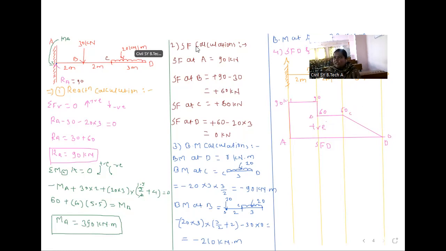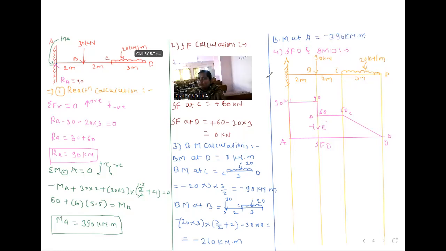Now we will draw the bending moment diagram. So all bending moment values are negative. That means the bending moment diagram is below the baseline. First, I will draw the baseline. Now, bending moment at D is zero. First, we will mark all points and then we will draw the figure. So bending moment at D is zero, so here the point is there. After that, bending moment at C is minus 90.